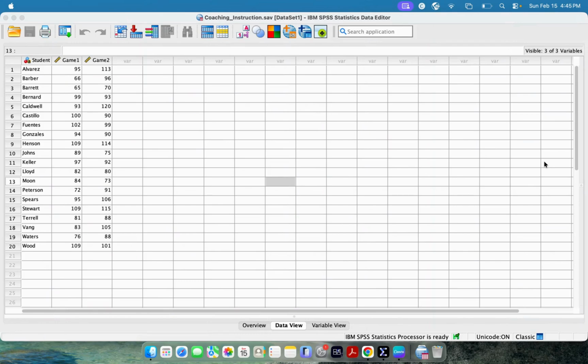The question we have today is, does a single 15-minute individual coaching session significantly change students' bowling scores? First, I'm going to calculate the differences.